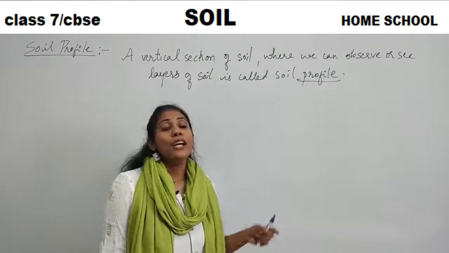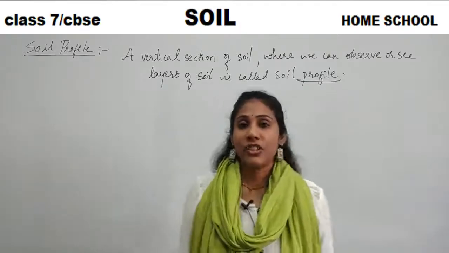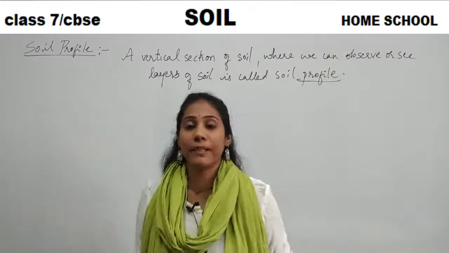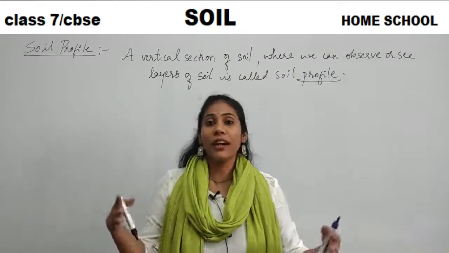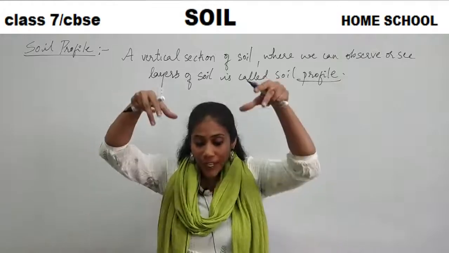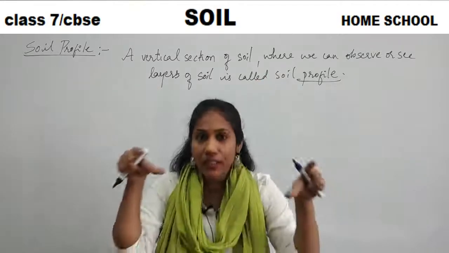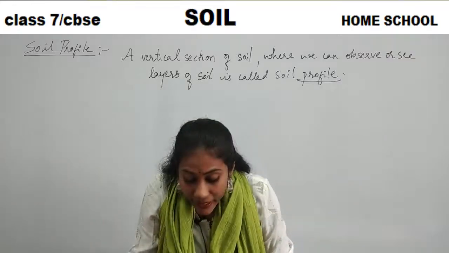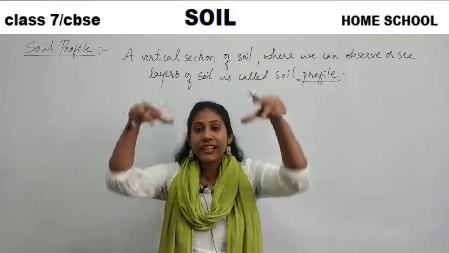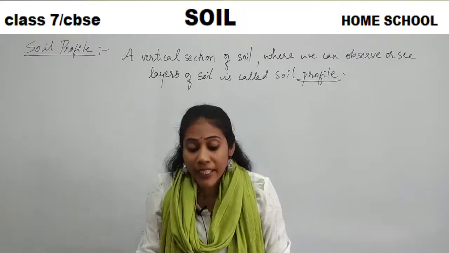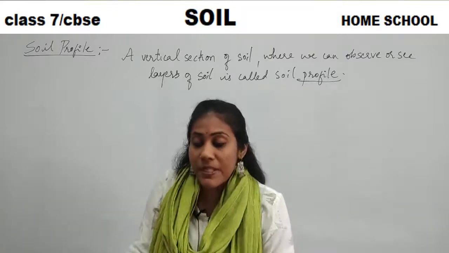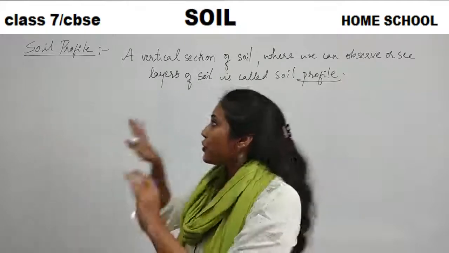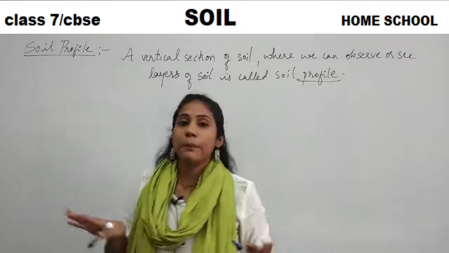Its definition is very, very important, so try to understand and learn the definition. Don't mug up. Try to understand, it's very simple. What you have done to the earth is make a big hole. When you look at that big hole standing here, that is what we call a vertical section. What you can observe in that big hole is many layers of soil. So that is what we will call soil profile.